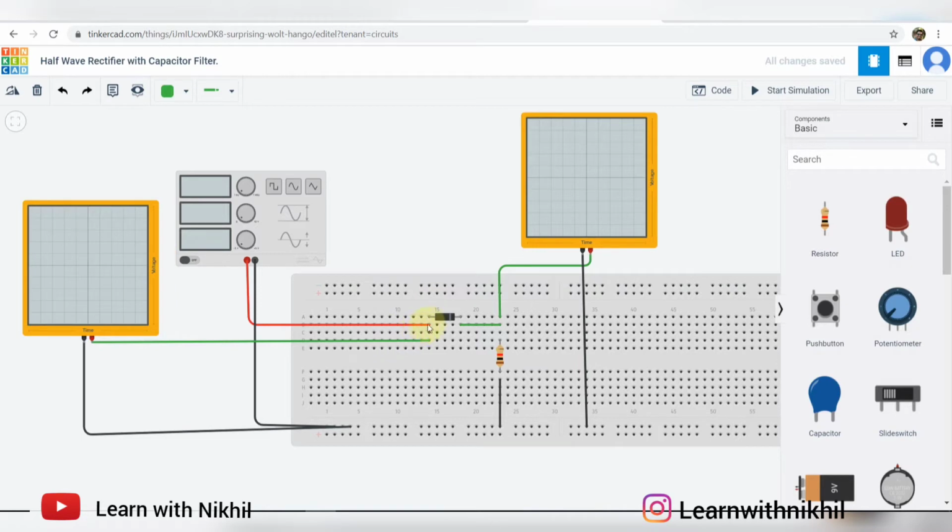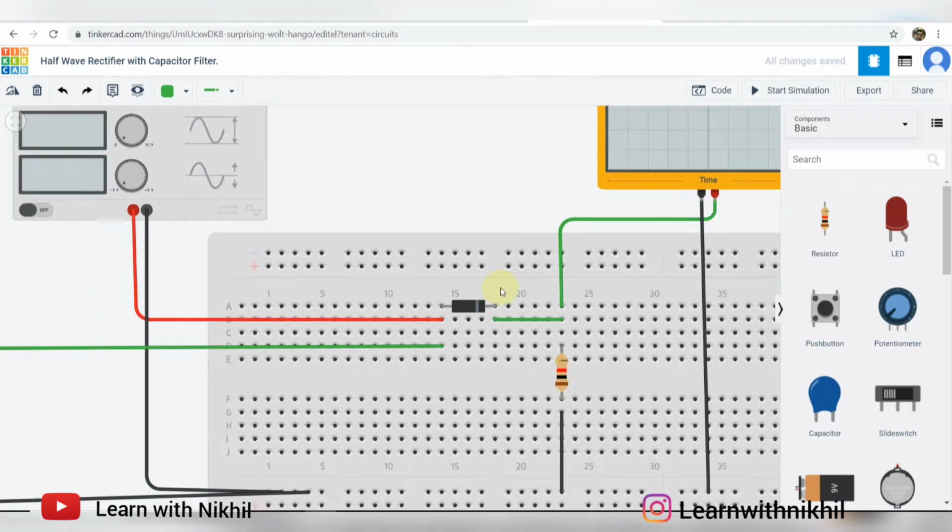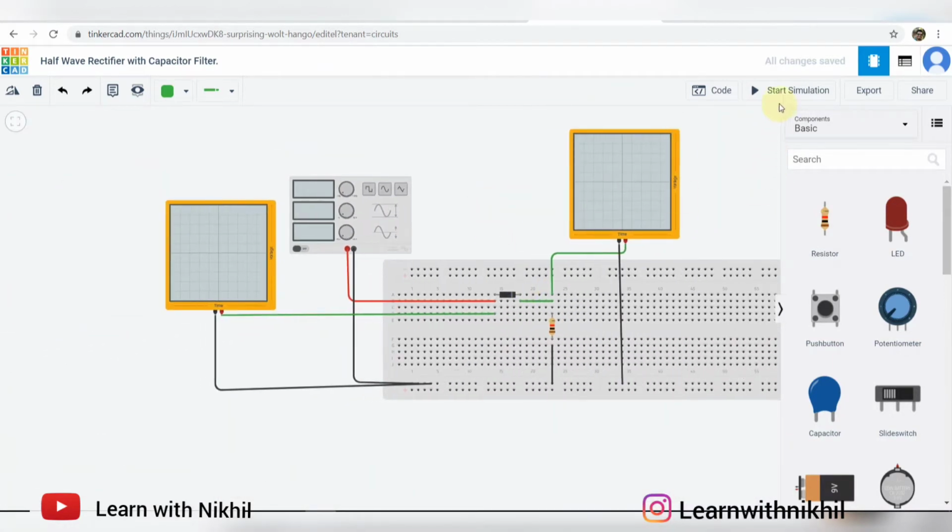So this will provide me with the input. From here we'll get the input, and from here we'll get the rectified output. Before the diode, if you measure, we'll get the input, and after the diode we'll get the rectified output. So this will give you the complete understanding.